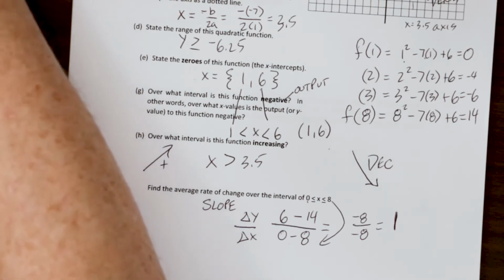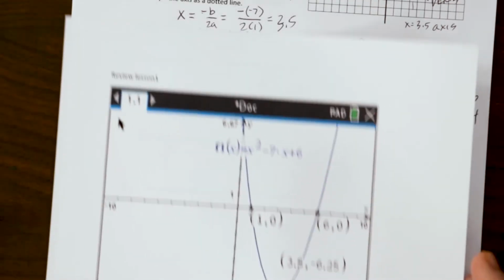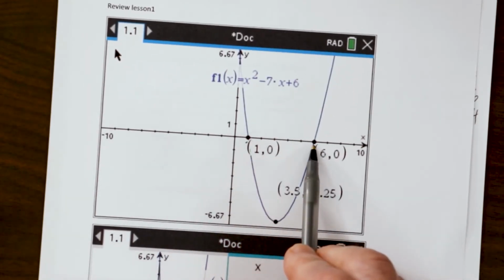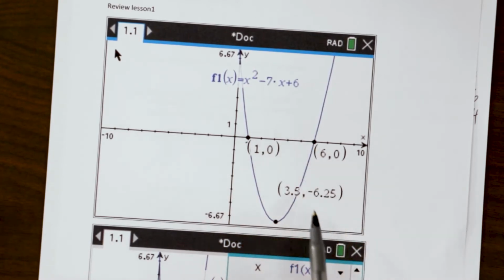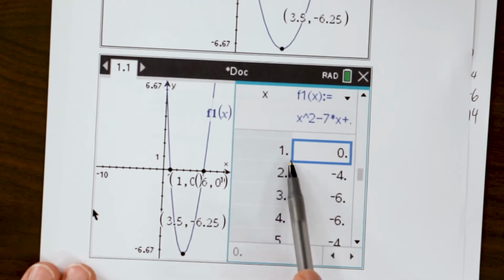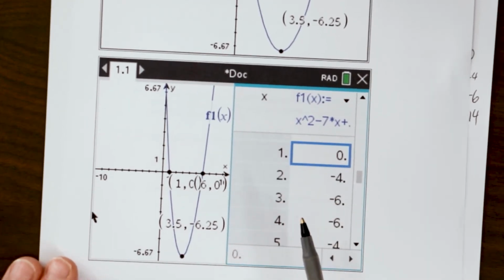All right, and if you looked at your calculator, these are the things that you would find. First of all, I plugged it in and I got my roots by doing the menu and then 4 and then 1 for zeros. And then the vertex is the minimum. Okay, so we got that and it checked out. I can also get that by looking at my table. There's my one root, and I slide down for my other root.